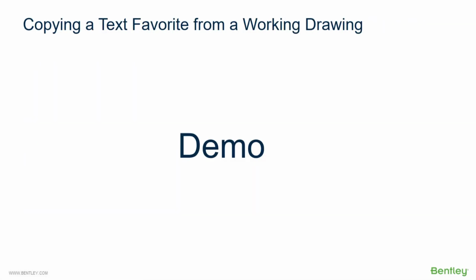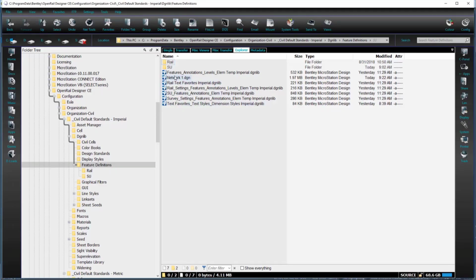So let's take a look at how we can take our working drawing and put those text favorites over into our master DGN library. I made a copy of our network.dgn working file that has our SU information. I need to rename that so that it picks it up in our configuration of our workspace.